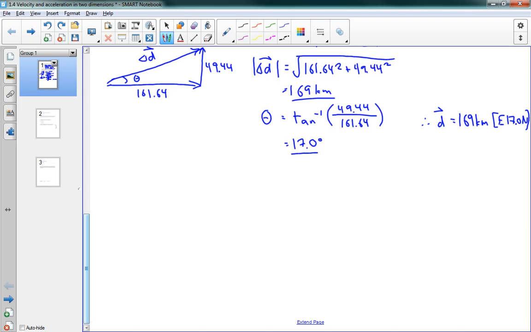That's our total displacement, but we're not quite done. We need to get the average velocity. So, one last piece again, remember that the average velocity is equal to displacement over time. So we can put this 169 over our time, which is 2.5 hours, kilometers per hour. And this gives us 67.6 kilometers per hour. Our direction is the same as the direction of the displacement.